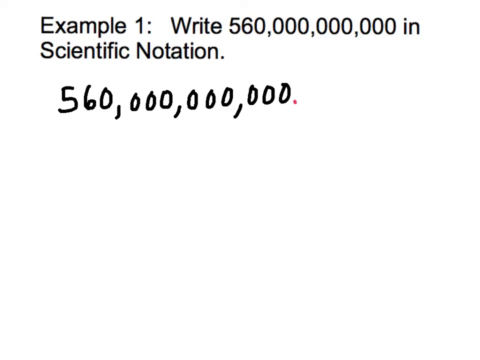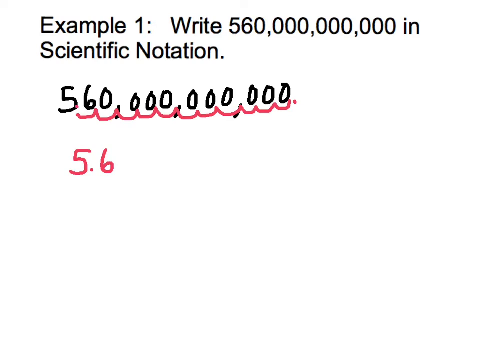Step number 2 said move the decimal to the left until the number becomes a number greater than 1 but less than 10. So I'm going to be moving the decimal all the way to here. Okay, this number now becomes 5.6. The number 5.6 is larger than 1, but it's smaller than 10. And that's how I know that I've got my decimal point in the right spot.